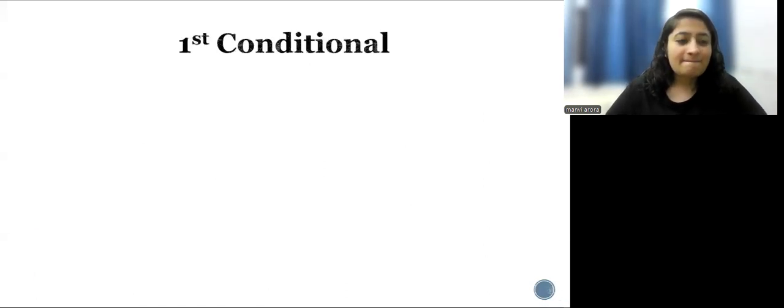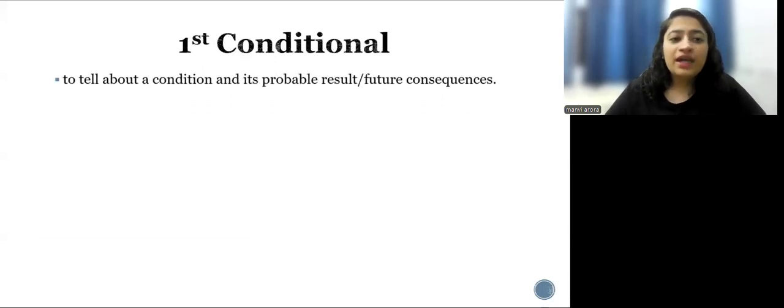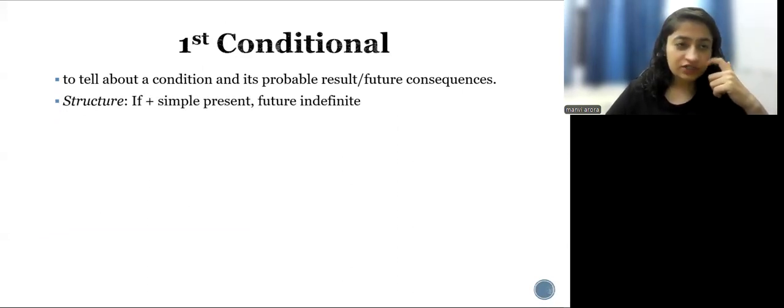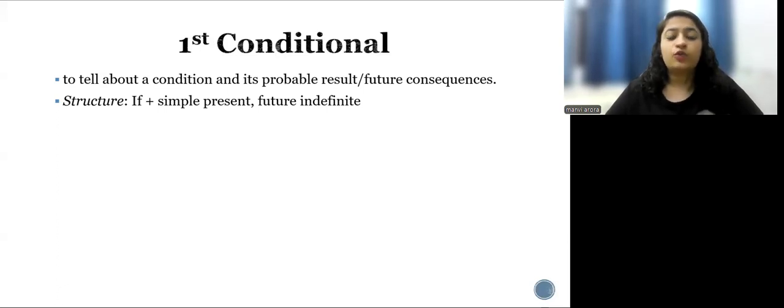So, talking about the next, first conditional, it mainly talks about a condition and its probable result, or you can say its future consequences. And the structure of this first conditional is if plus simple present plus future indefinite. Why do we use future indefinite? Because it shows the probability of the result.